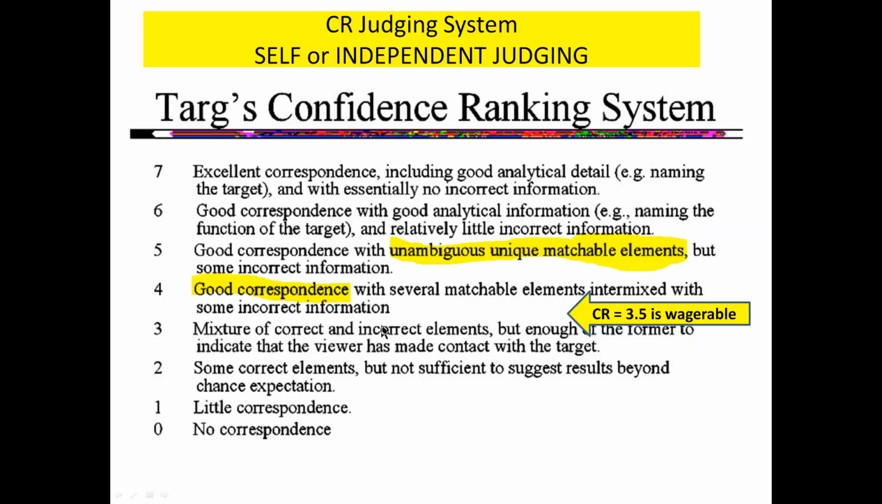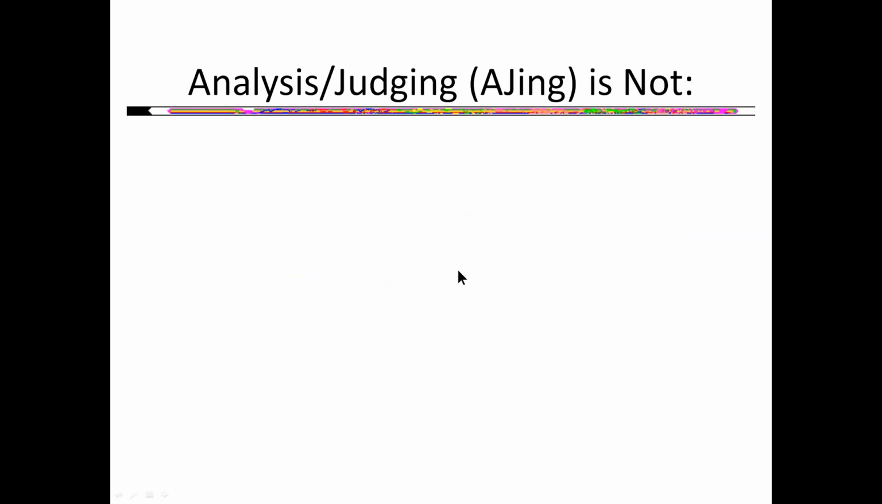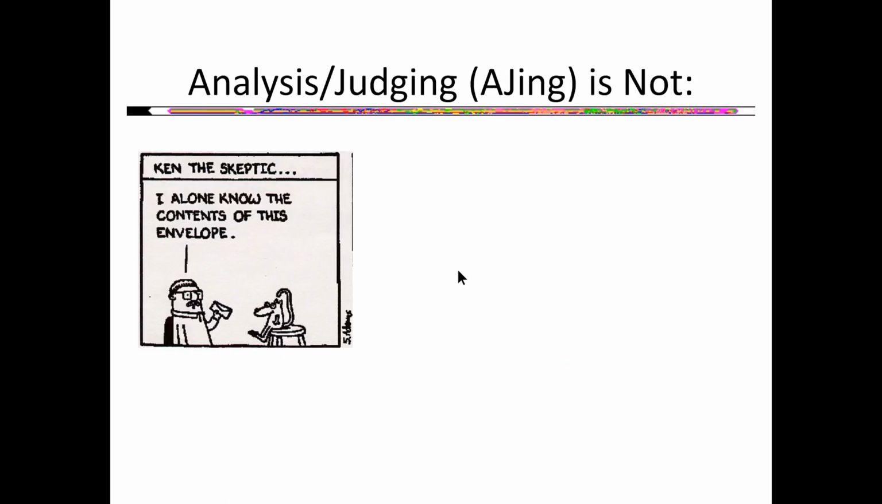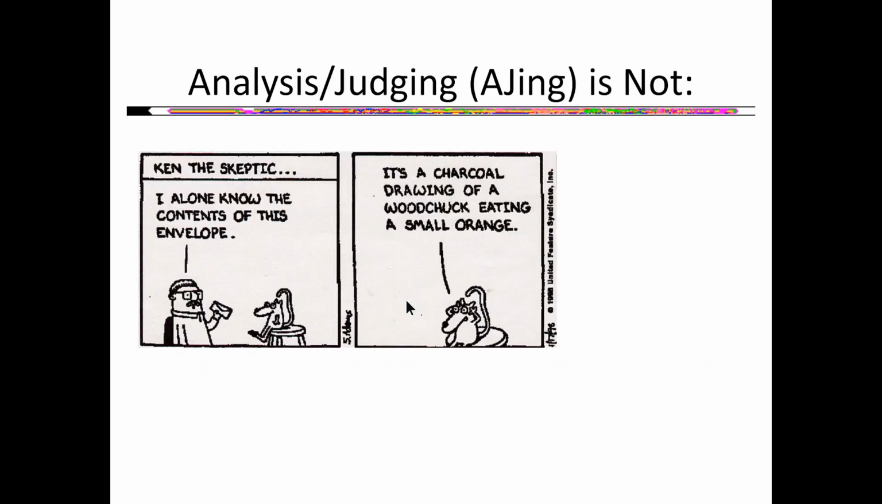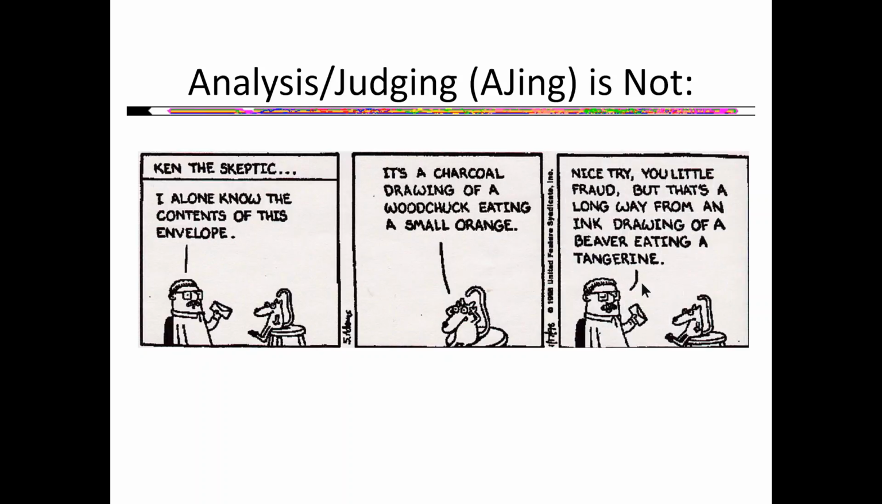Because as you go up here, you get intermixed correct and incorrect information. The amount of correct information keeps going up as you get to a higher confidence ranking. I haven't done this joke for a while from the beginning, but it's worth paying attention to. Our skeptic would take the point of view, I alone know the contents of this envelope. And there's our remote viewer. And he says it's a charcoal drawing of a woodchuck eating a small orange. And the skeptic says, nice try, you little fraud, but that's a long way from an ink drawing of a beaver eating a tangerine.